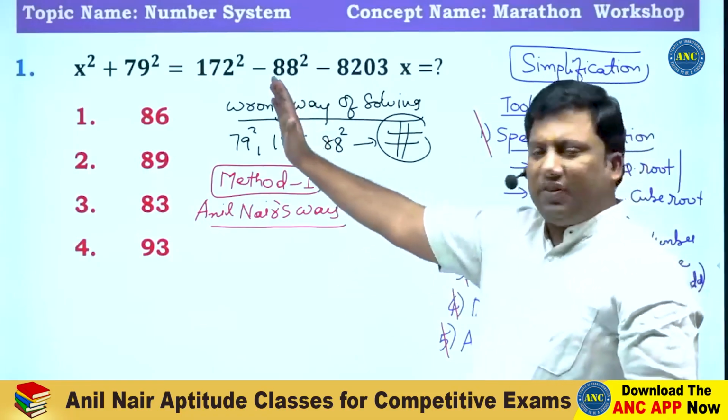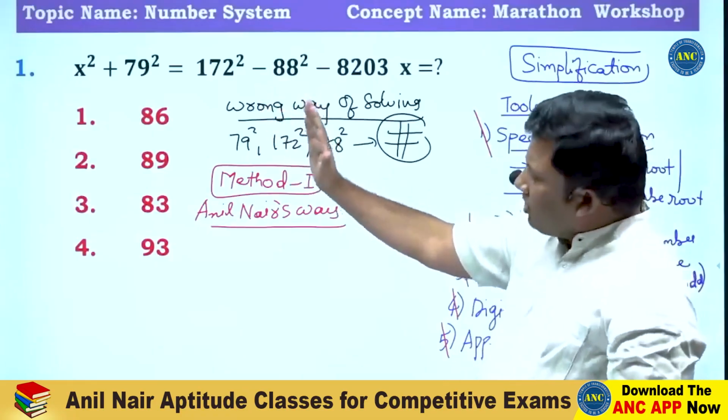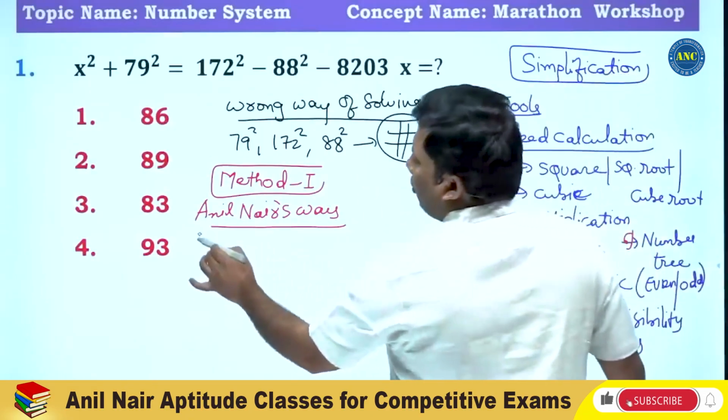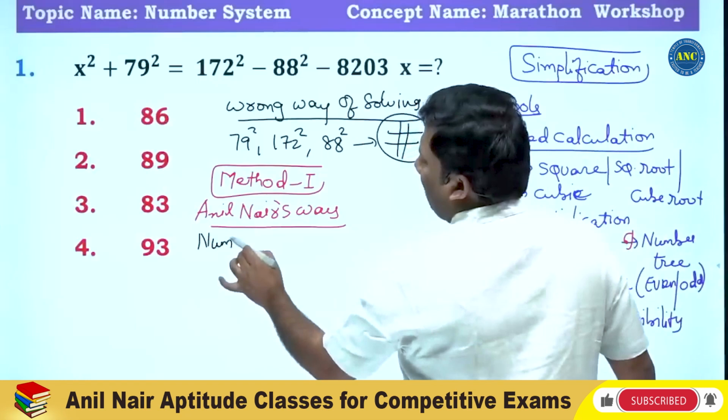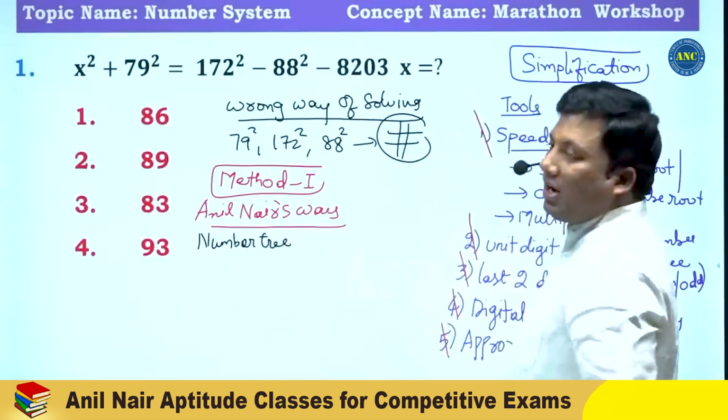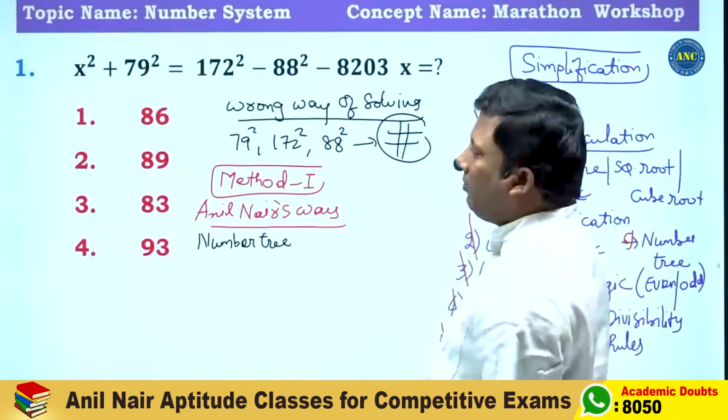I read the question first. X square plus 79 square is equivalent to 172 square. So I will try to use a number tree logic. Then I will counter it. You will not get a single doubt in my class.